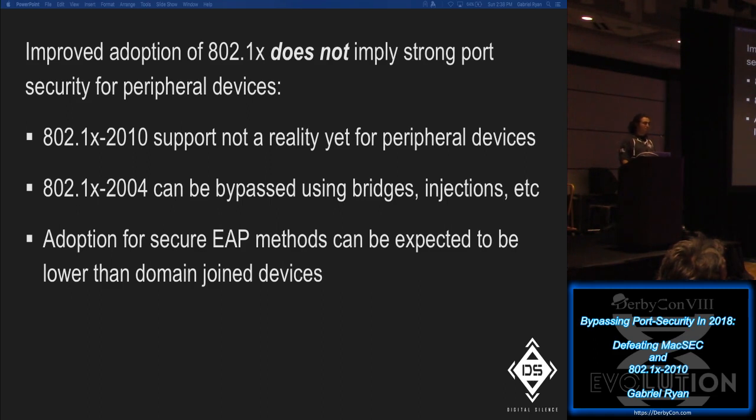802.1x 2004, as we talked about earlier, can be bypassed using bridges, injections, etc. It used to be kind of a pain, although the tool that I'm releasing at the end of this makes it a lot easier. Also, you can expect adoption of secure EAP methods to be pretty low across the board, and even lower for devices that aren't manageable in a centralized way. Peripheral devices usually aren't domain joined, so it's a lot harder to just roll out a GPO or something like that to enforce the use of a strong EAP method.